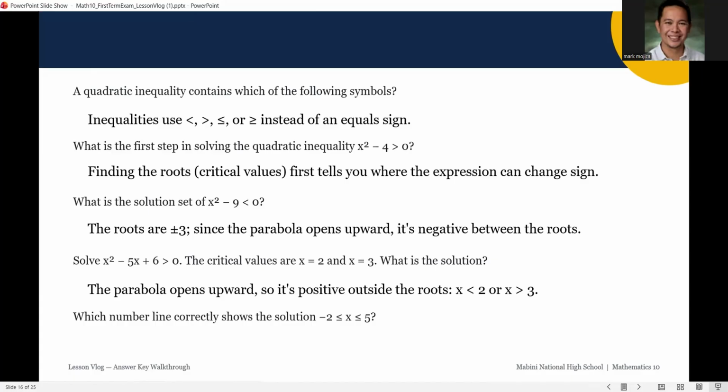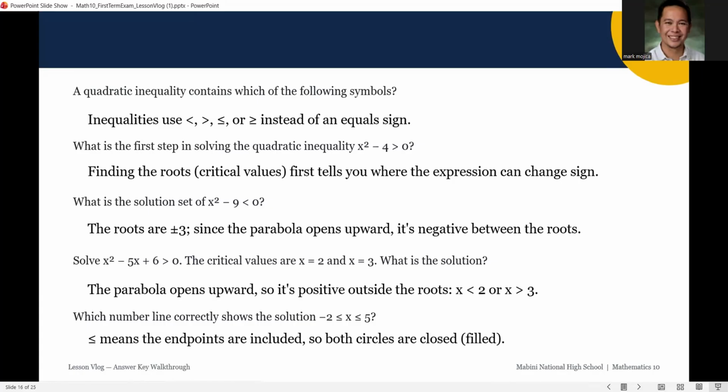Next, which number line correctly shows the solution? Negative 2, x is greater than or equal to negative 2 but less than or equal to 5. So it means that when it is less than or equal to, the endpoints are included, so both circles are closed and filled.